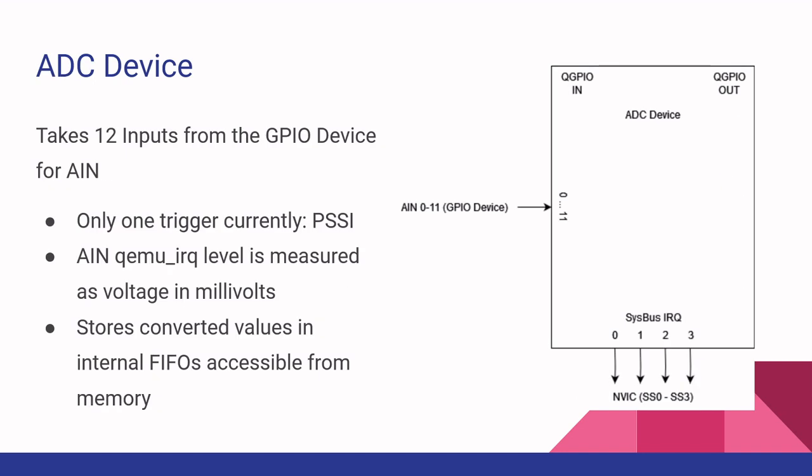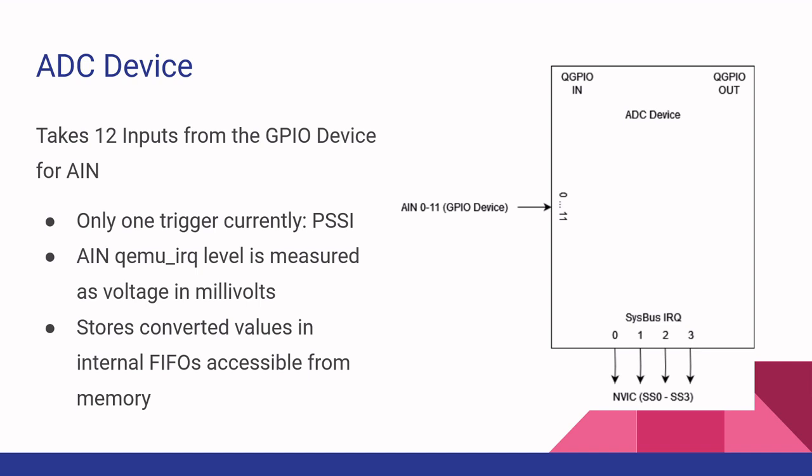Moving on to the ADC device, it has 12 inputs for each of the AIN. These are connected to a specific output from the GPIO device, so that when a user configures the GPIO correctly, it will connect to whatever is connected to it, and it can get the AIN correctly. Currently, we only have one trigger implemented, the manual one that starts the sample sequence.